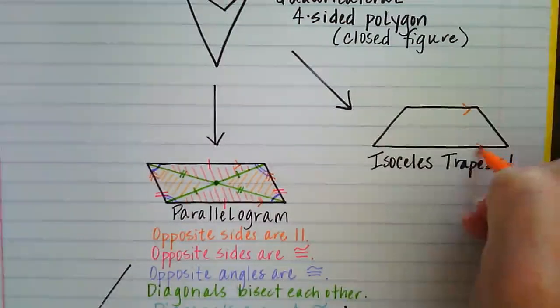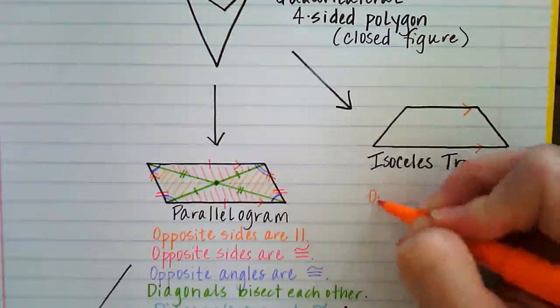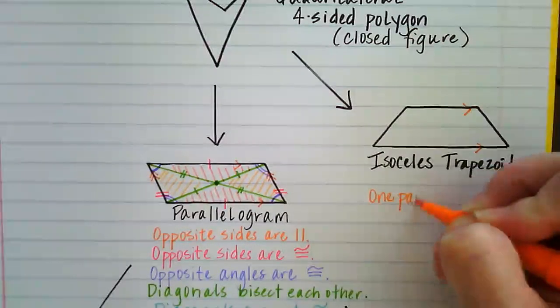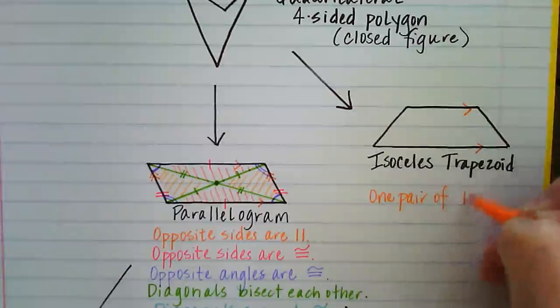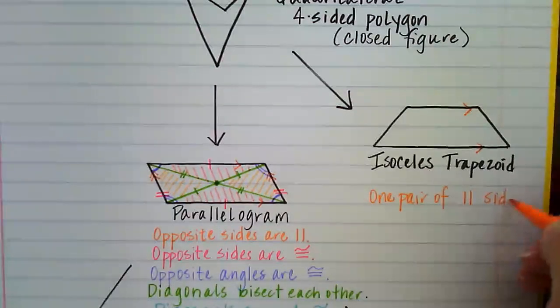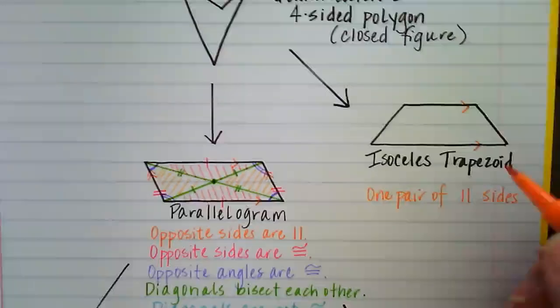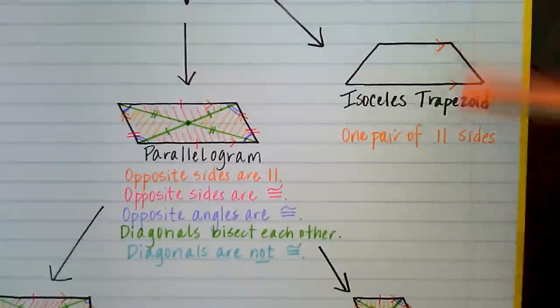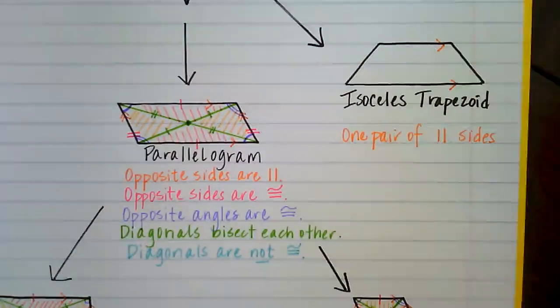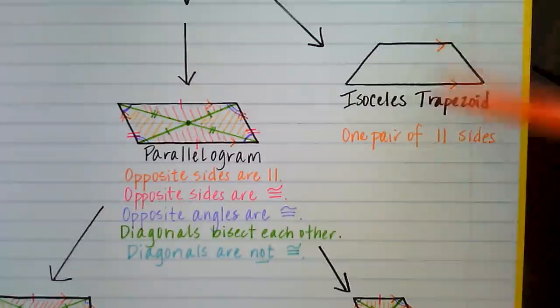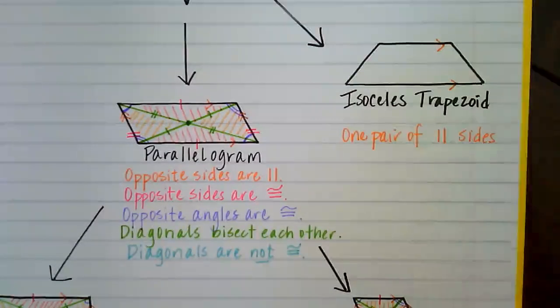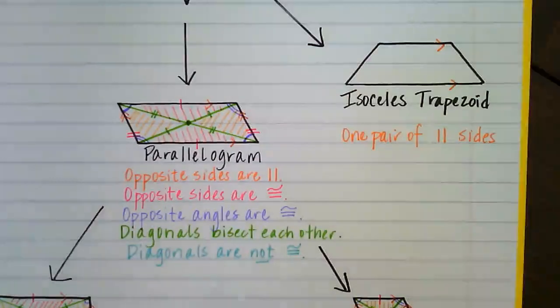So there's only one pair of parallel sides. In an isosceles trapezoid, we call those the bases. The sides that are parallel to each other are the bases. So there's only one pair of sides that are parallel to each other. All right.